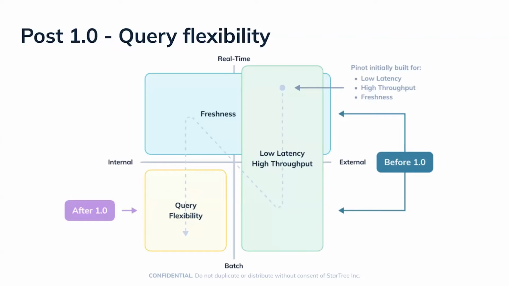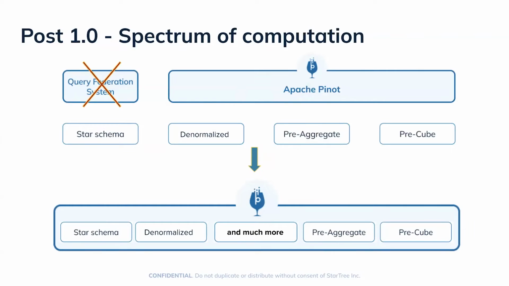As I kept mentioning a little bit before, before 1.0 we are mainly on the real-time, low latency, high throughput use cases, but we are a little bit behind in terms of query flexibility. This is what we are trying to tackle for the 1.0 release with the multi-stage engine, especially for the join use cases. One thing I just mentioned here is we wanted to be able to eliminate the query federation systems entirely in order to support these types of star schema use cases.